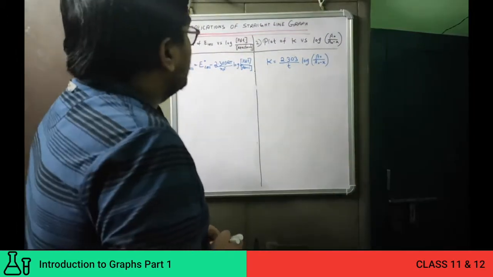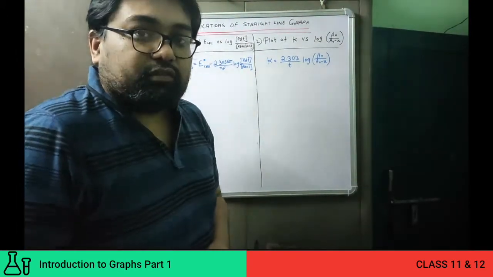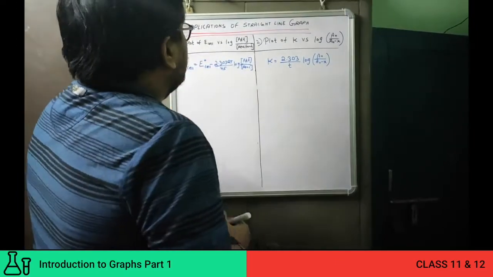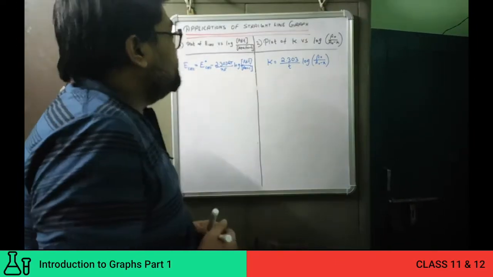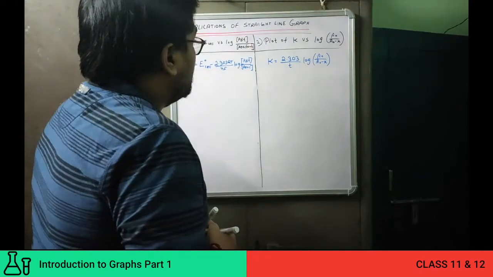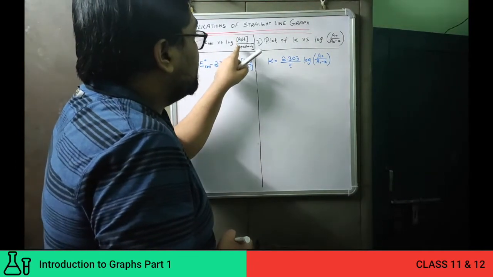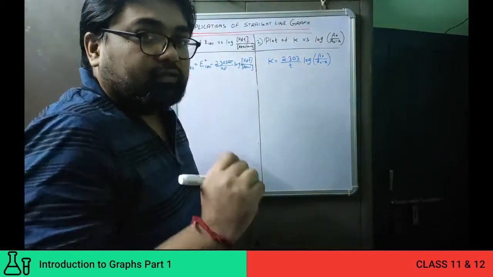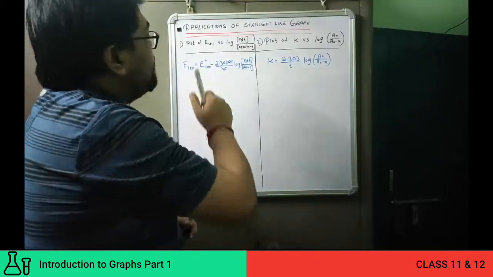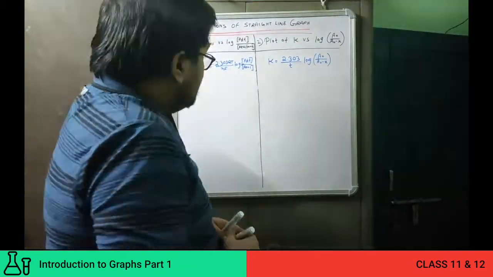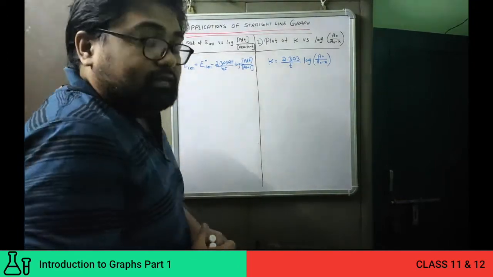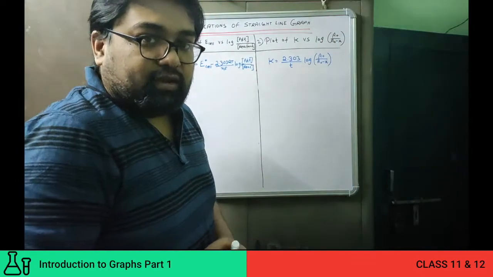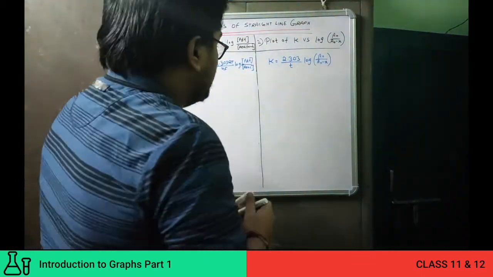Now we will start with the applications of straight line graph. In the first one, we can see there is a plot of E cell versus log of concentration of product by concentration of reactant. The third bracket implies the concentration term. Now, what is E cell? E cell is the electrochemical cell potential, and the E0 represents the standard state electrochemical cell potential.